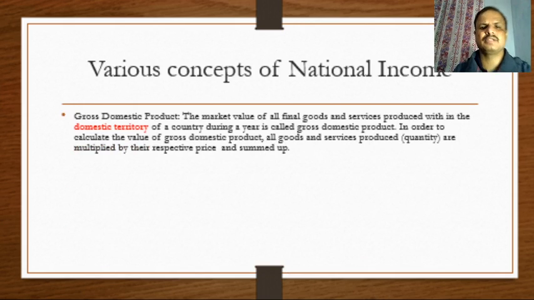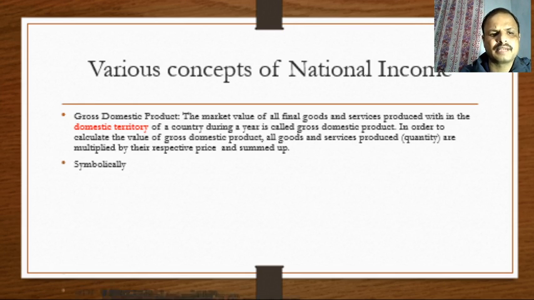Now again we talk about the various concepts of national income. That is gross domestic product. The domestic product is the market value of all final goods and services produced within the domestic territory of a country during a year. It's called domestic production. In order to calculate the value of gross domestic product, all goods and services produced are multiplied by their representative price and summed.